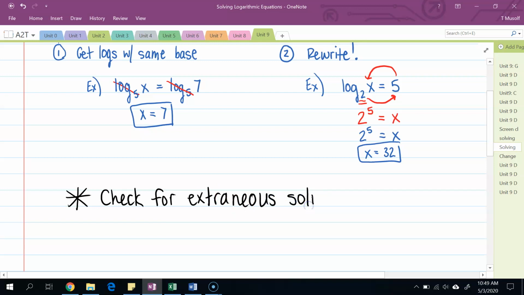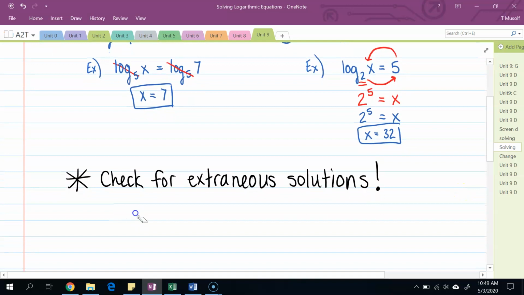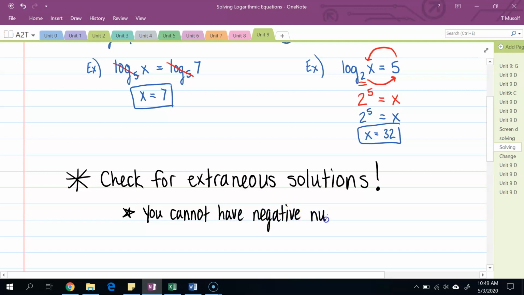And we did this last chapter, checking for extraneous solutions, when we solved radical equations, right? Because sometimes the solution we got didn't end up working. And the same thing could happen with log equations. And the main reason for that is because you cannot have negative numbers inside of your log. And by inside the logarithm, I mean as the argument, right? So the part that usually is in parentheses. Alright, it's not in the domain of a log function.